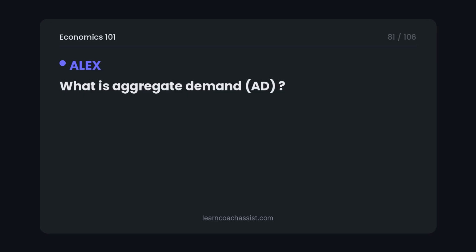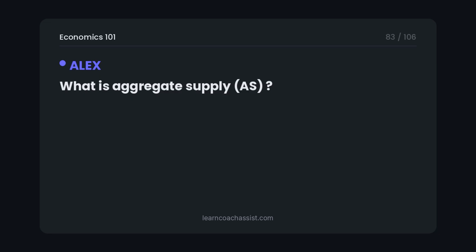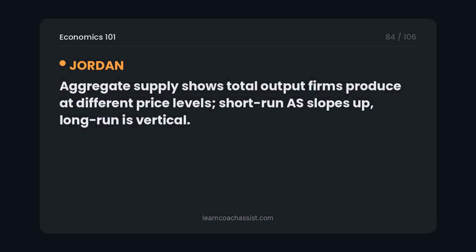What is aggregate demand, AD? Aggregate demand is total spending on goods/services at different price levels. AD equals C plus I plus G plus NX. What is aggregate supply, AS? Aggregate supply shows total output firms produce at different price levels. Short run AS slopes up, long run is vertical.